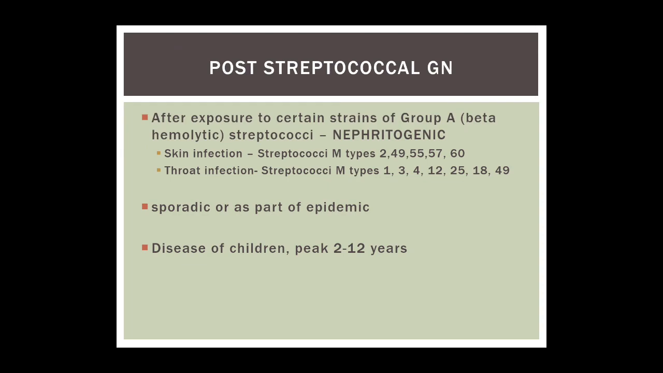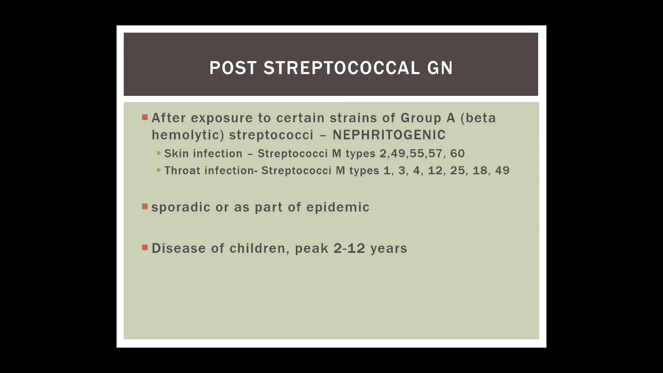Okay, so in the etiology, if they ask about acute glomerulonephritis, you're going to say that acute post-streptococcal glomerulonephritis is the most frequent, followed by non-infectious causes, like I had shown you on the previous slide, followed by miscellaneous causes like irradiation. Okay, so acute post-streptococcal glomerulonephritis occurs after exposure to certain strains of group A beta-hemolytic streptococci that are of nephrogenic strain. For example, in a skin infection, that is streptococci M types 2, 49, 55, 57, 60, and in throat infection, that is M types 1, 3, 4, 12, 25, 18. At least keep in mind at least 3 of the strains.